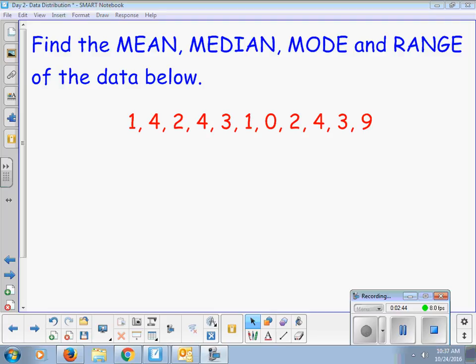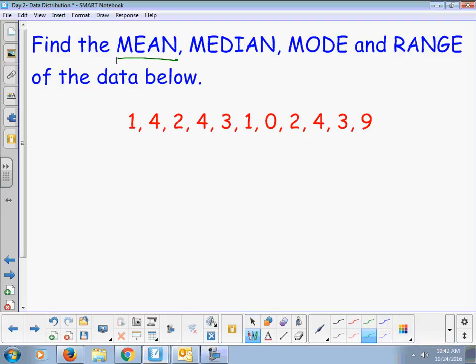Okay, you will not see this slide in your notes. What I want you to do is practice your vocabulary words from last year, and you can write this on the back of lesson 1. So you are finding the mean, median, mode, and range of the data below. Remember, for median, you have to order your data from least to greatest.